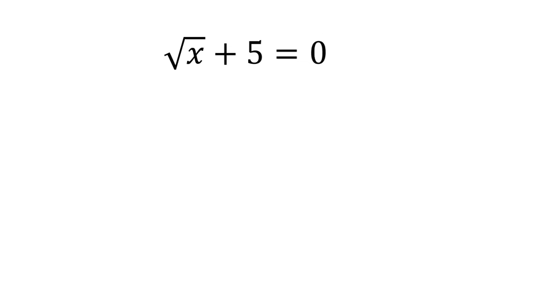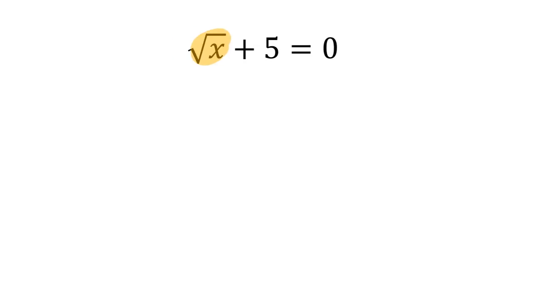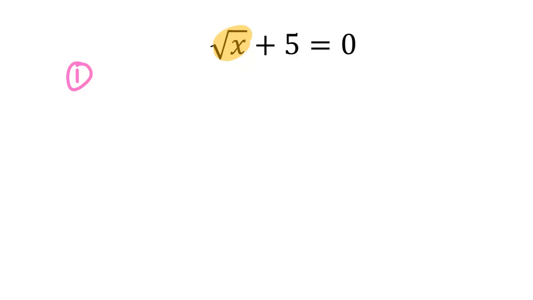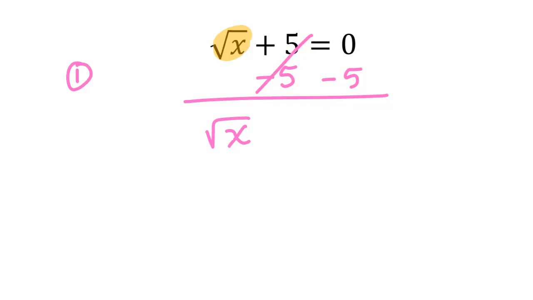All right, so again, my step 1 is to get the square root of x by itself. So I need to get rid of any addition or subtraction, then multiplication or division. So step 1, isolate the radical. So how do I get the square root of x by itself? Minus 5 to both sides. Those cancel. I'm left with the square root of x equals. What's 0 minus 5? Negative 5.